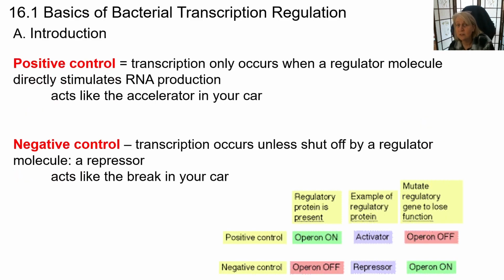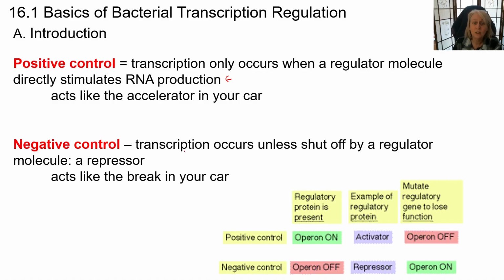We also have two things that are different concepts, but ways that we control this from outside. Bacterial and just transcription in general can be controlled positively. It only works when a regulator molecule stimulates RNA production. So I need a molecule to keep it going. This is kind of like the accelerator in your car. You have to keep pushing the accelerator to make your car go further and faster, or even to go. If you don't have your foot on the accelerator, unless there's something wrong with your car, it doesn't go anywhere. It shouldn't just go without you pressing anything.